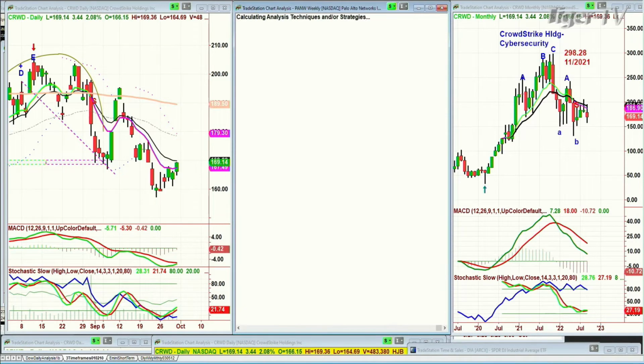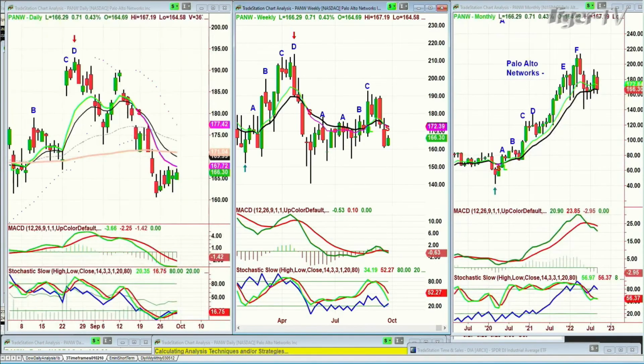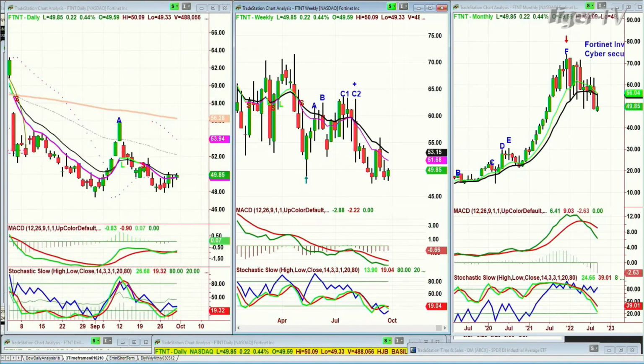PANW, Palo Alto Networks, one of the better charts in the monthly chart, but it's really struggling at the bottom here. So I have a different take on this. As a risk, because it's cybersecurity risk, let me just go back to Fortinet. I want to see the price again. That's at 40.89. Yes, okay, I'm having a different opinion about this right now.